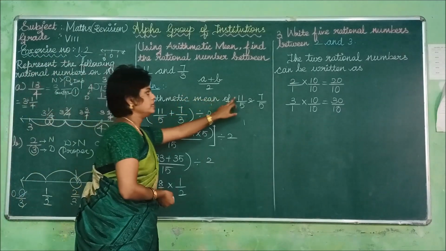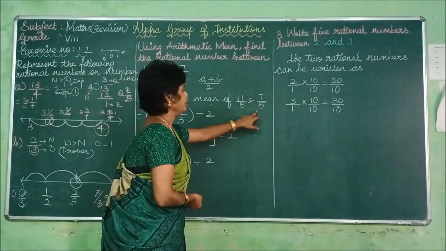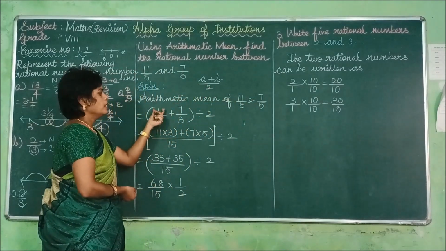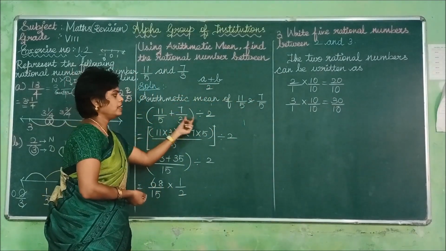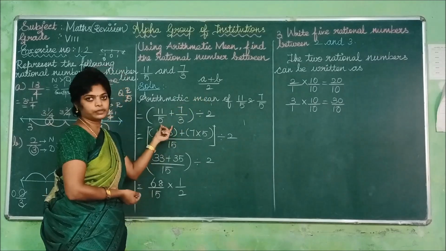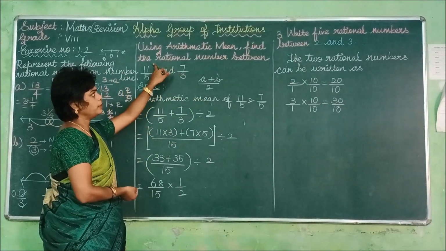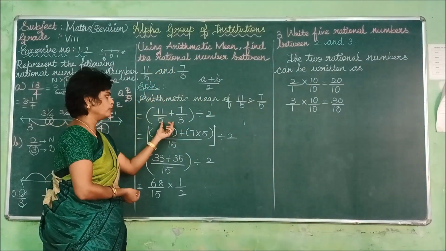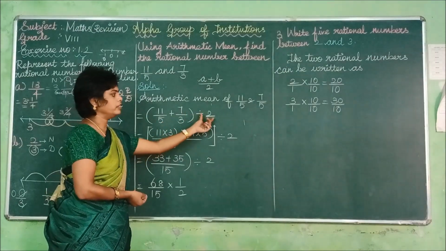So here our A is 11 by 5, B is 7 by 5. Applying the formula: 11 by 5 plus 7 by 3, divided by 2. Only two terms, so we are going to find the ratio number between these two terms only. So you have to add them and divide by 2.